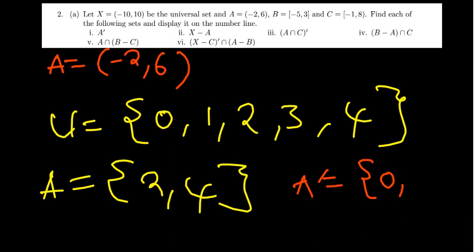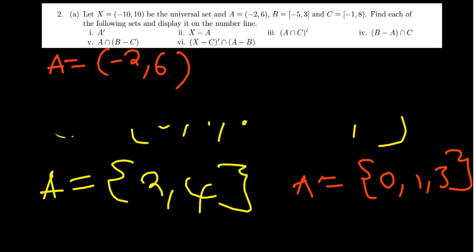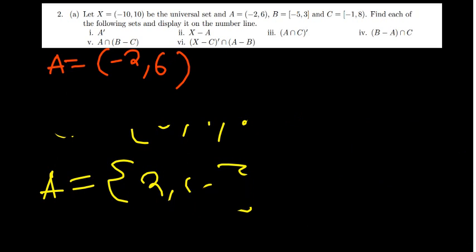So we have 0, 1, and 3. That's what the complement is. Outside the given set, but within what? Within the universal set.